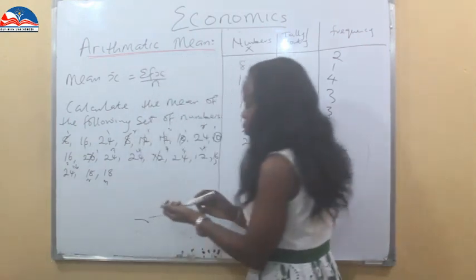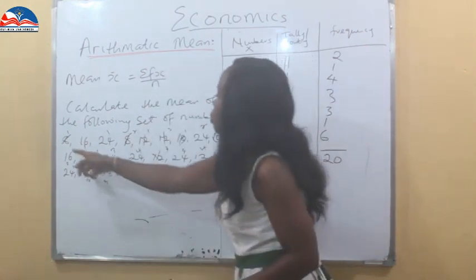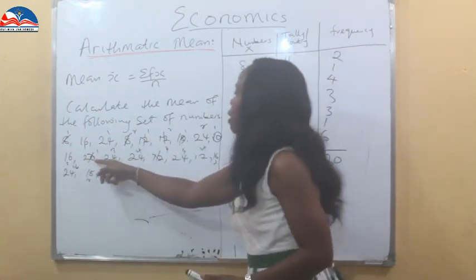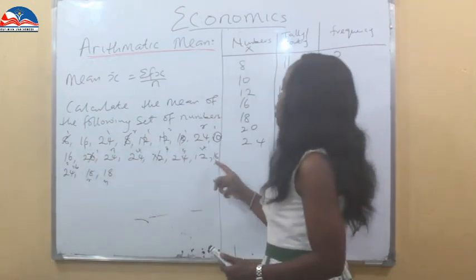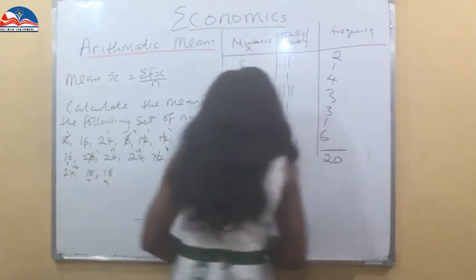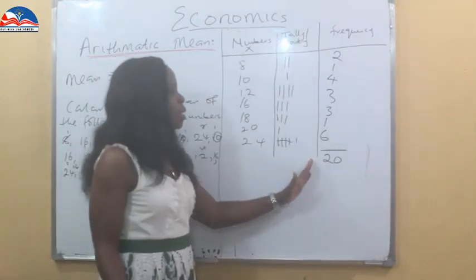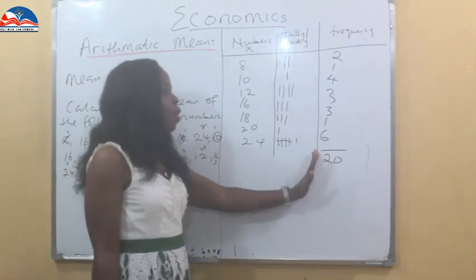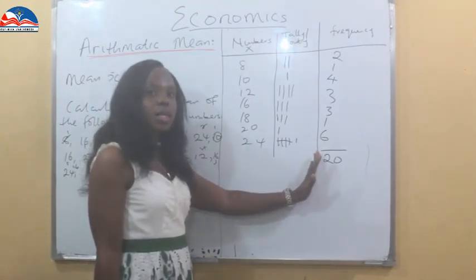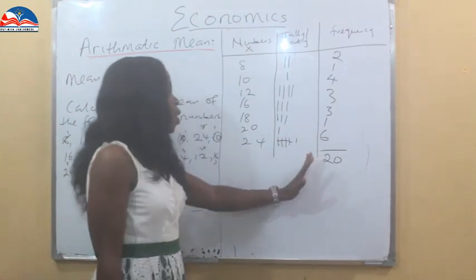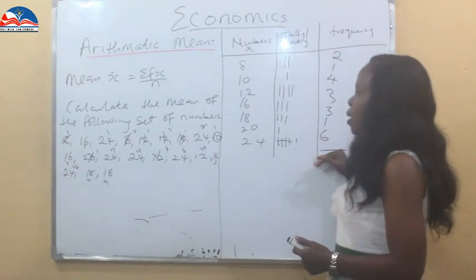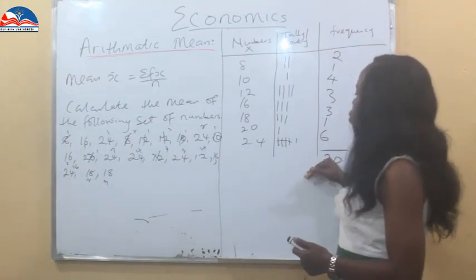Because the number of distribution here, make sure the number of distribution you have is 1, 2, 3, 4, 5, 6, 7, 8, 9, 10, 11, 12, 13, 14, 15, 16, 17, 18, 19, 20. When you sum the frequency, it must be equal to 20. The frequency must be equal to 20.